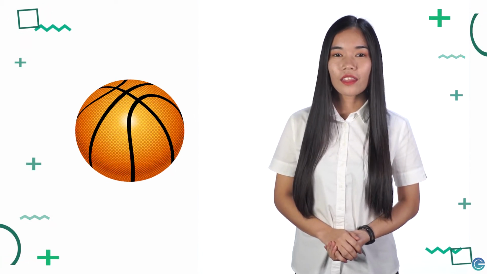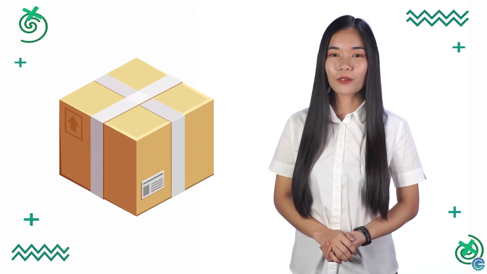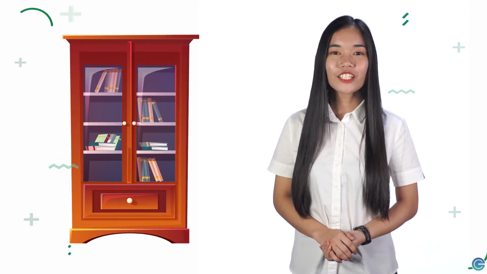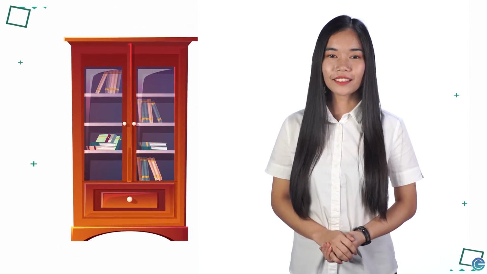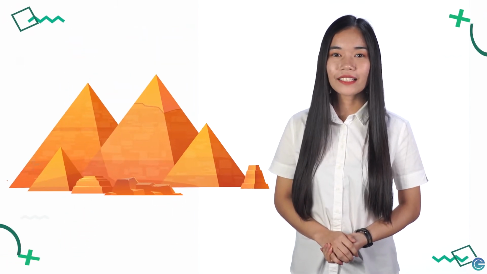Many objects can be determined by their shape. Solids have definite shapes. Here are some examples. The ball is round. The box is a square. The large cabinet is a rectangle. The pyramid is a triangle. Shapes include round or circle, square, rectangle, and triangle.